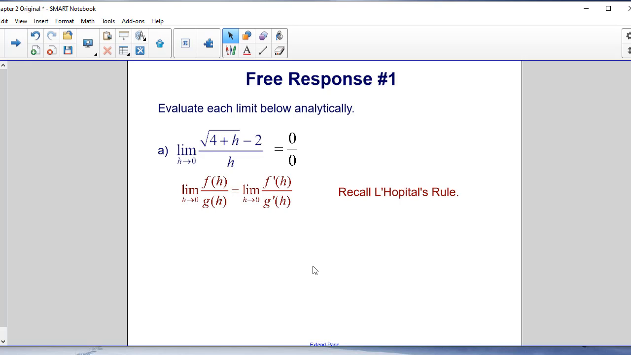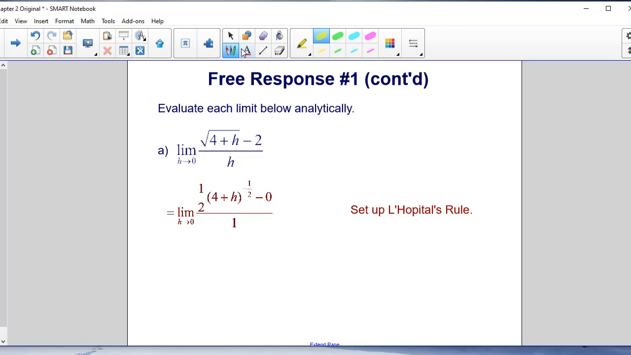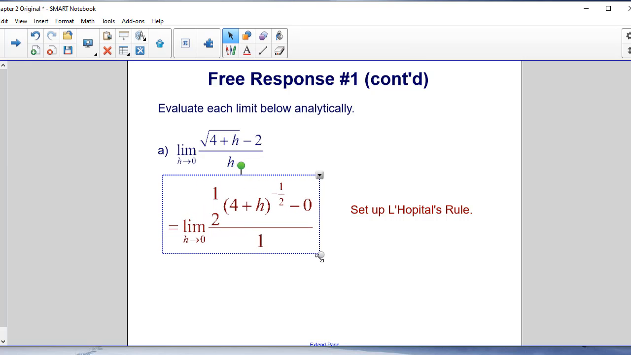Since that's the case, we can take the derivative of the numerator and the denominator because of L'Hopital's rule. The limit as h approaches 0 of the derivative of both the numerator and the denominator will be the same as the original function. Also note that we are going to differentiate according to h. So I'm going to make this a little bigger so it's easy to see. The limit as h approaches 0 will be the derivative of the numerator using the chain rule, 1/2 times 4 plus h to the negative 1/2 power. The derivative of 2 is 0, and on the bottom the derivative of h is 1.